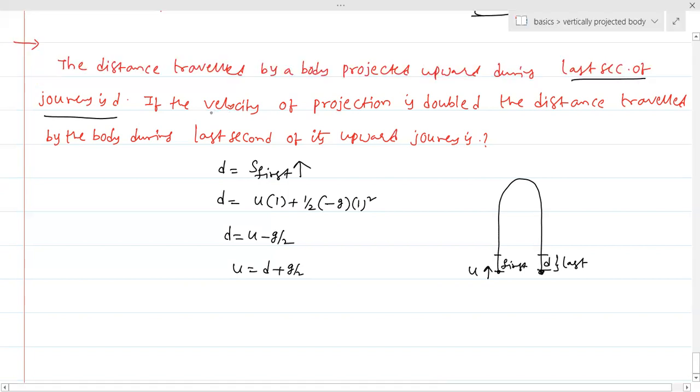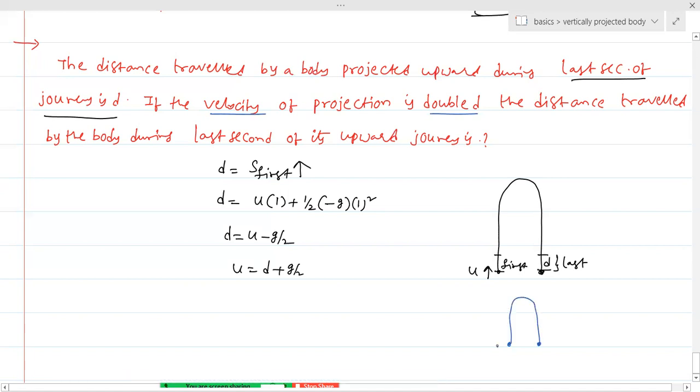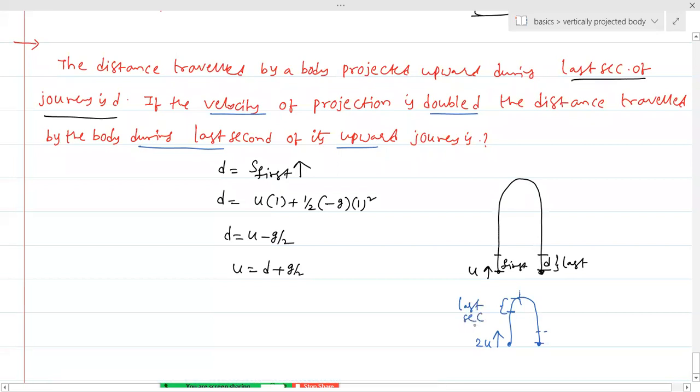If the velocity of the projection is doubled, this is another case. You are taking bodies projecting with double the velocity. Then the distance traveled by the body during the last second of its upward journey. During the last second of its upward journey, so this is the distance. This is the last second, so this is the last second of the upward journey.